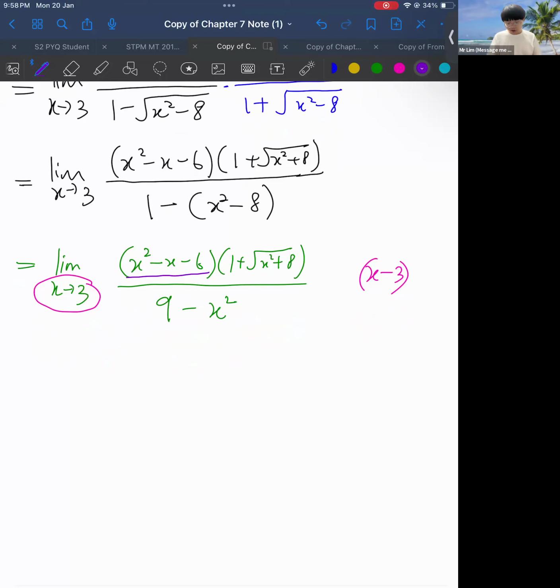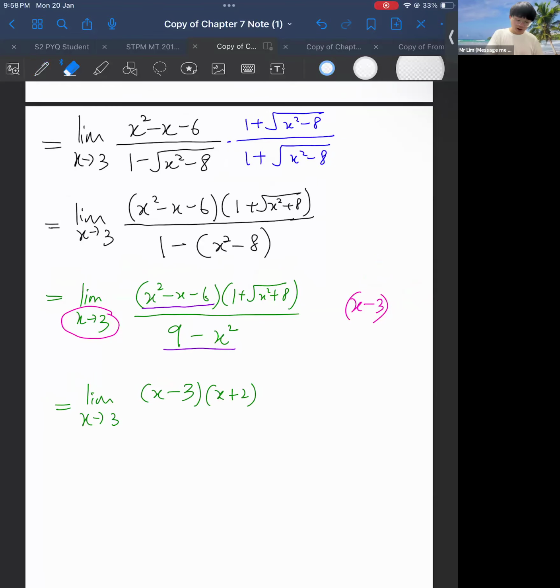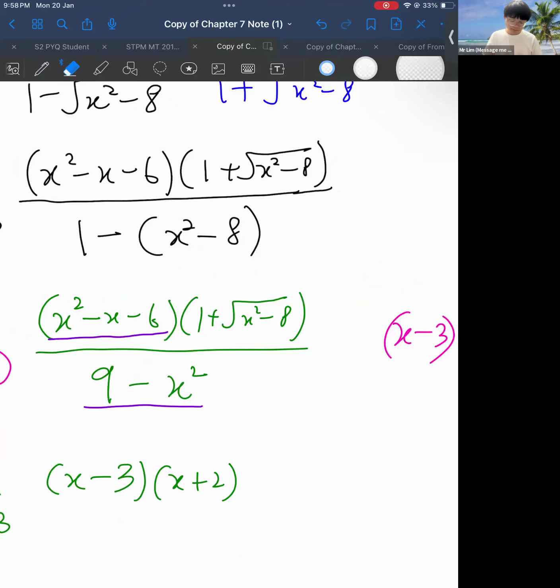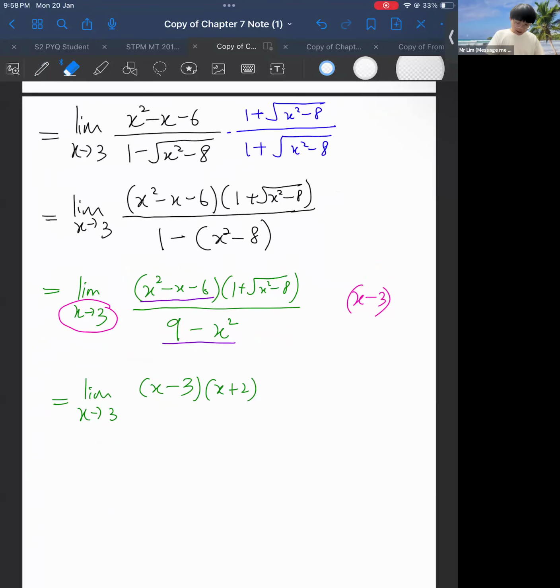For the numerator, you also factorize, one by one. Numerator factorization is okay because you can press your calculator, or some of you can do the factorization very fast. You have a clue already, x minus 3, and the other one should be x plus 2, right? Oh, yes, sorry, in the square root it is minus. Thanks. Multiply by 1 plus square root of x squared minus 8.